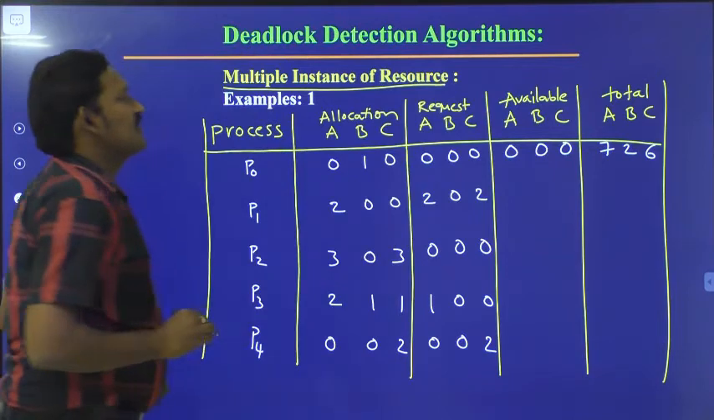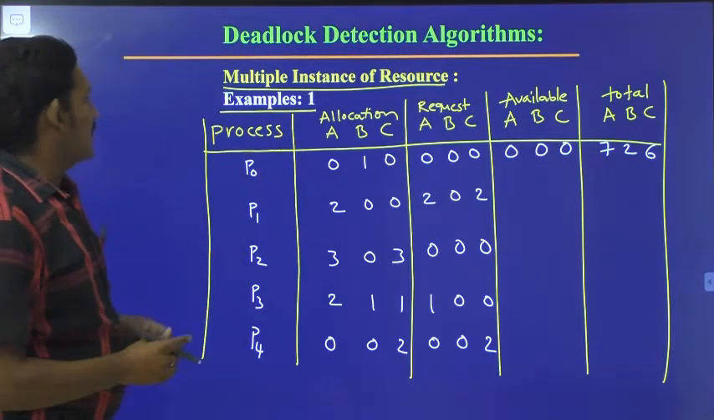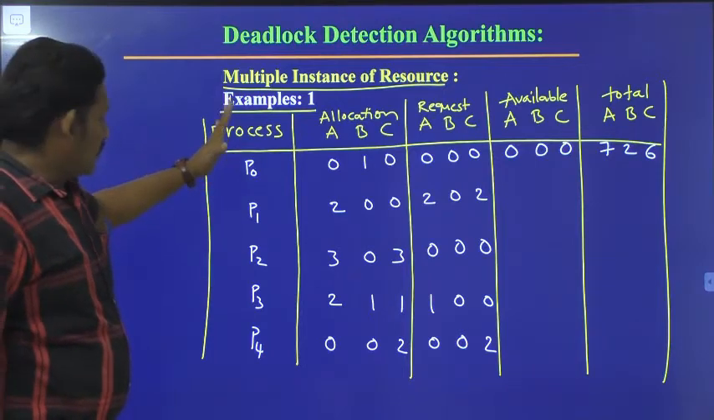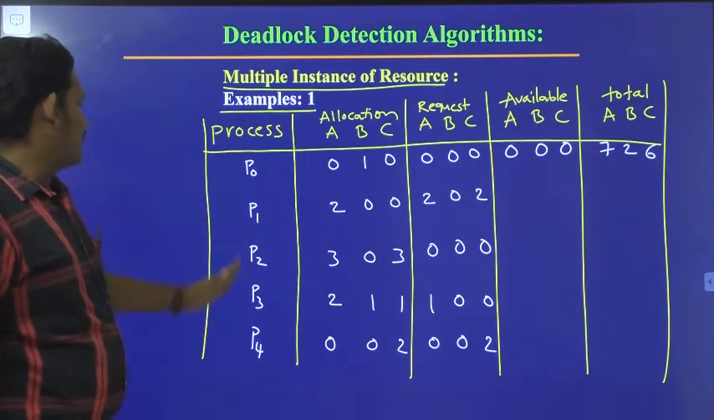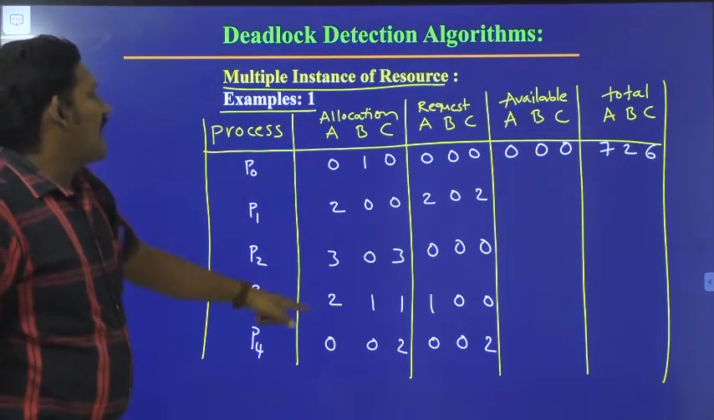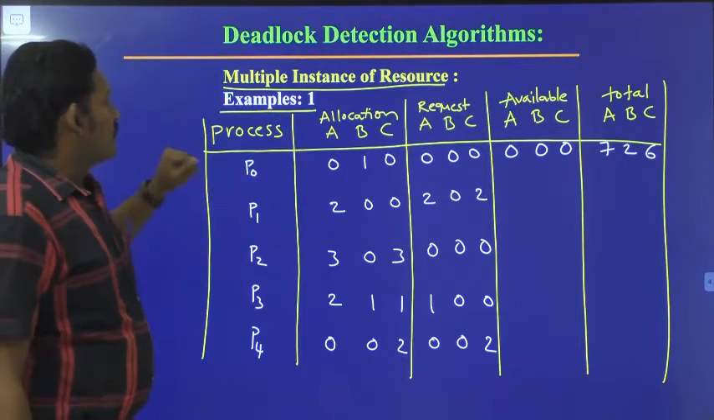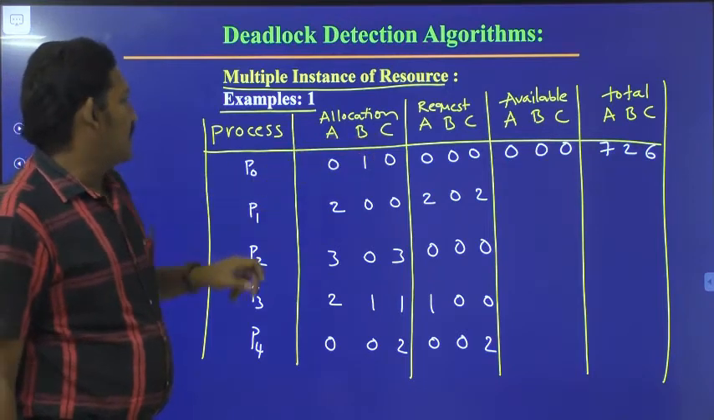So, multiple instances of resources. This is an example. Here we were given 5 different processes: P0, P1, P2, P3, P4. This is the allocation, the resource allocation. We have 3 different varieties of resources: resource A, resource B, resource C.